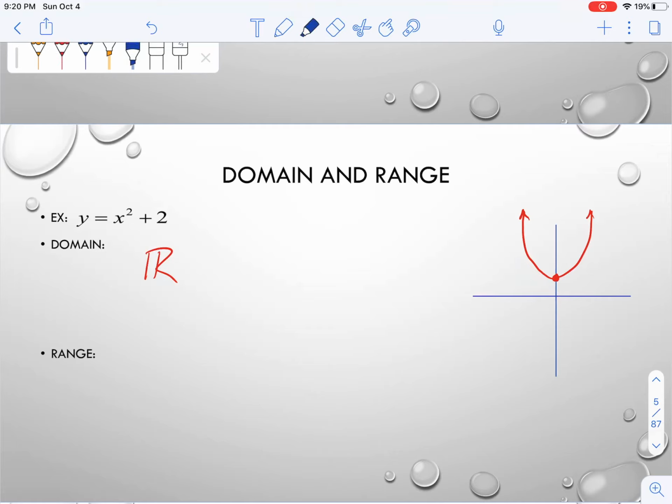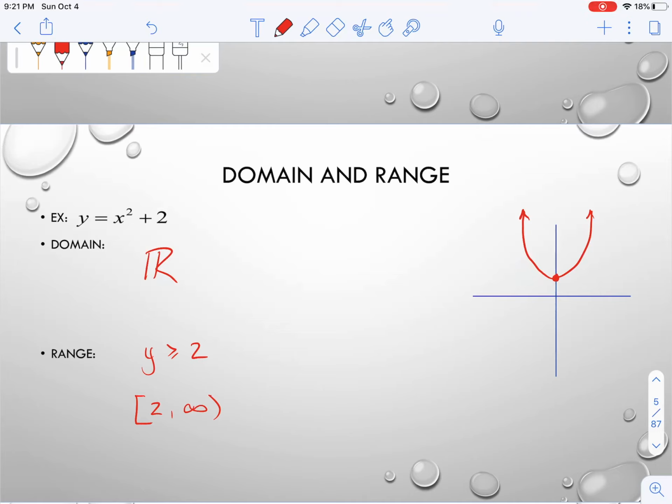Now, when I look at the range, however, the range starts my y values here, and it goes in a vertical direction up because this parabola opens upward. I don't have any values down here below that y equals -2. All right, y equals -2 is actually the smallest value I have for my range. Okay, so all of my values for the range are going to be y greater than or equal to -2, or from -2 through positive infinity if we're doing interval notation.